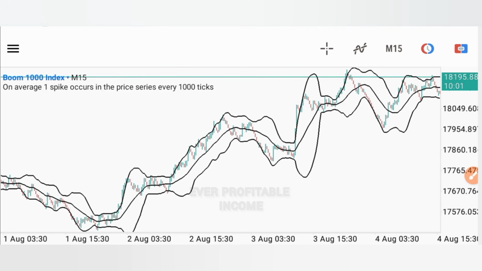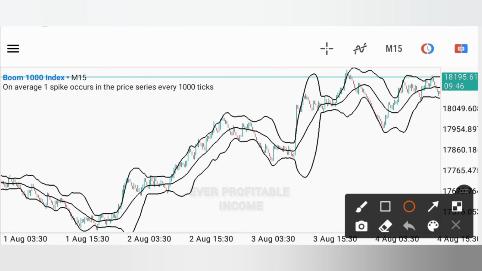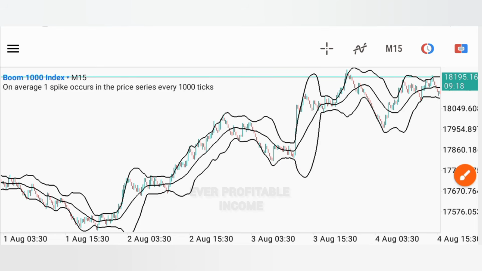Now let's explain the contraction of the Bollinger Band like we have over here. This contraction, that is, it becomes smaller in size. Why exactly does it contract? The Bollinger Band contracts when there is not much volatility in the market. The market is quiet. At this period we call it the period of consolidation. So the Bollinger Band contracts during the period of consolidation.